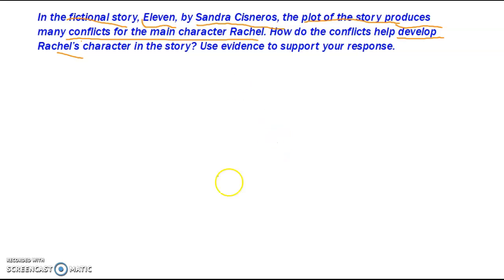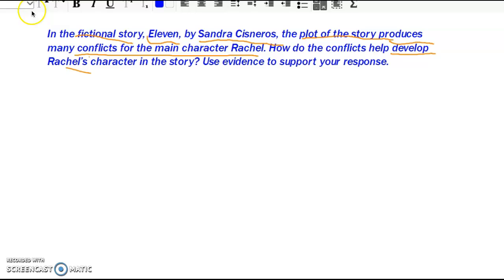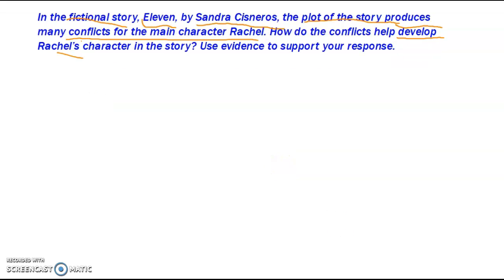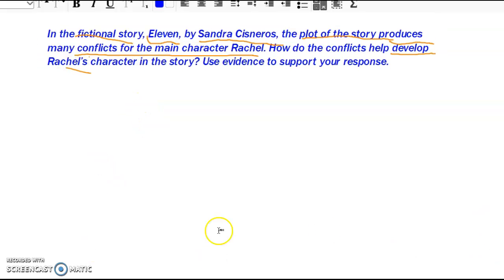Okay, so here we go. We are going to type our answer, starting with our thesis, if I can get my thing to work. Okay, here we go. There is my cursor. It disappeared on me.